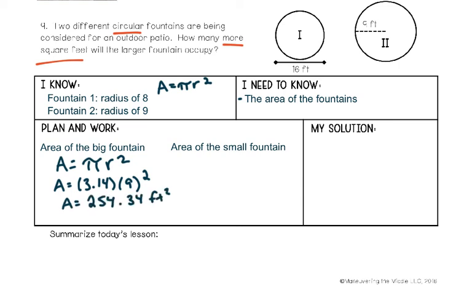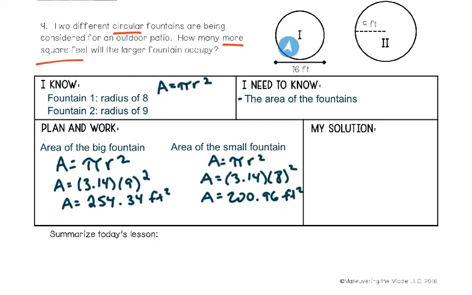All right, I got an area of 254.34 square feet. Now let's find the area of the smaller fountain. That's fountain number 1. So just like we did with fountain 2, the bigger one, we're going to do the same thing for fountain 1 using a radius of 8. So take a second, do all that we just did for the big fountain. Fill out the formula, substitute the values, and find the area, and then press play when you're ready to check. All right, so if you did it correctly, you got an area of 200.96 square feet for that smaller fountain.